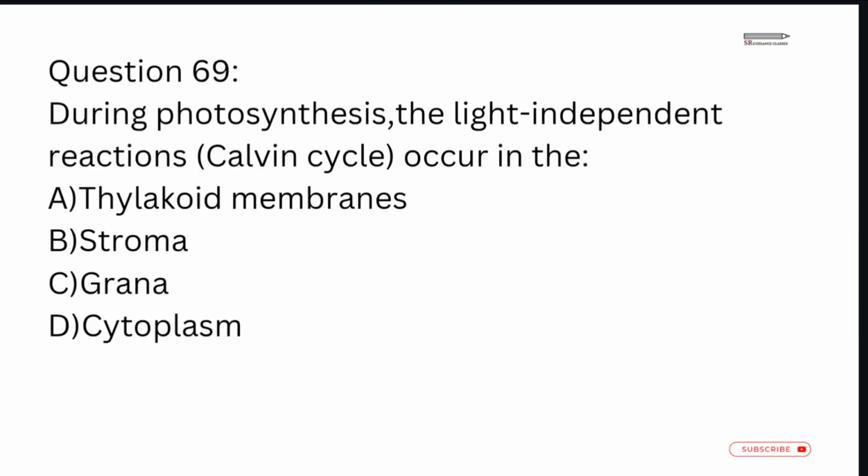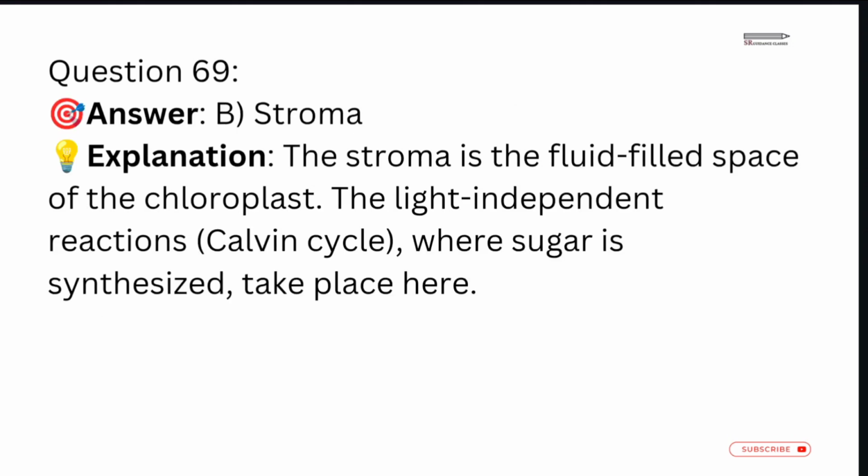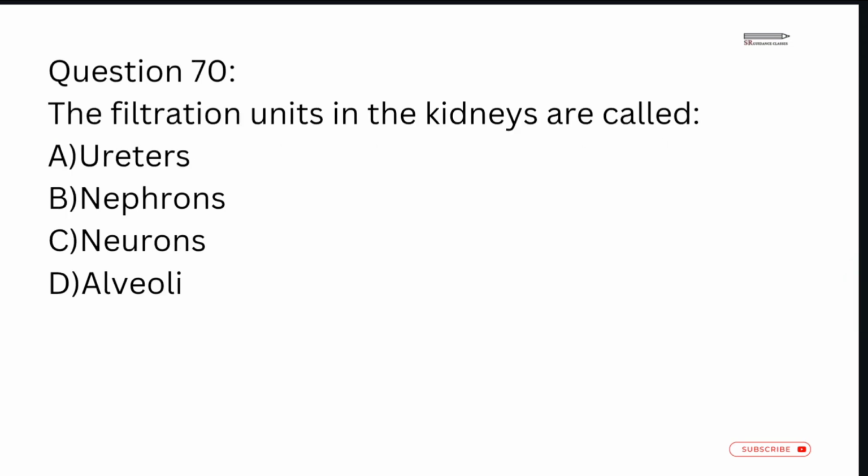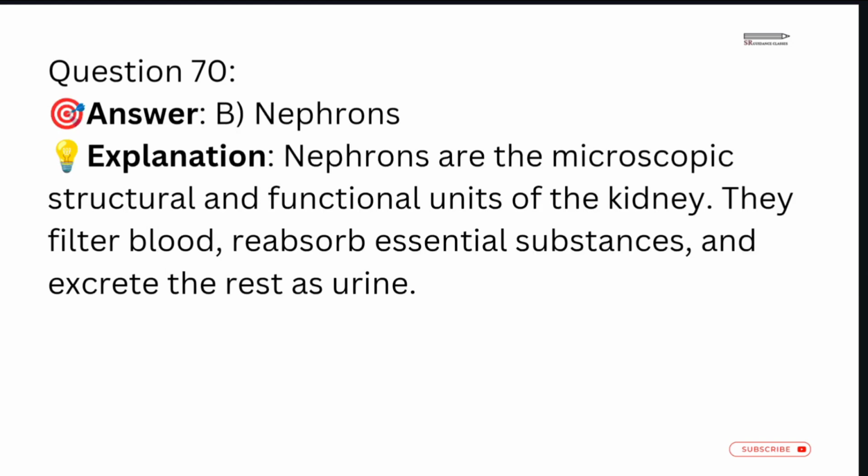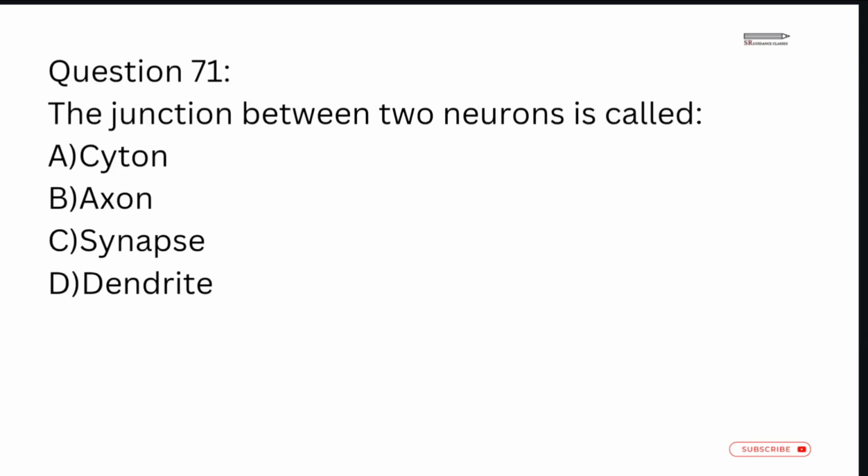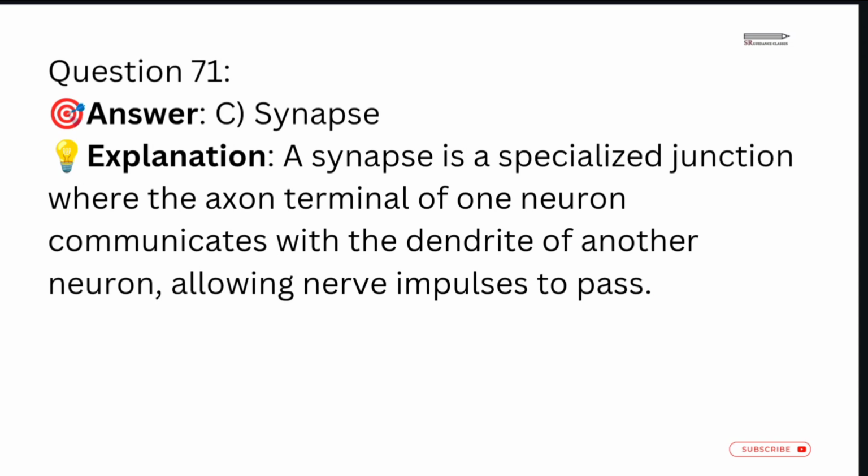During photosynthesis, the light independent reactions or Calvin cycle occurs in the... The answer is option B, stroma. The filtration units in the kidneys are called... The answer is option B, nephrons. The junction between two neurons is called... The answer is option C, synapse.